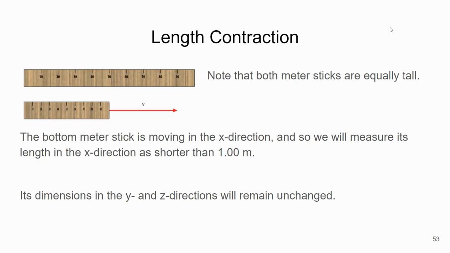So note that both meter sticks are equally tall. So yes, our meter stick is getting contracted, but only in the x direction. In the y direction, it stays the same. In the z direction, it stays the same because it's only moving in the x direction. So these things don't shrink equally in all directions. They only shrink or contract in the direction that they're traveling.